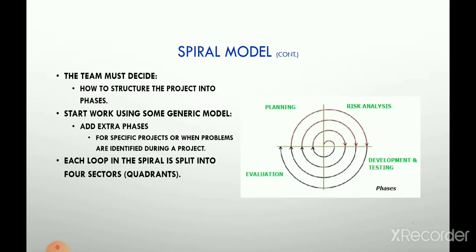The project manager decides how many loops there may be in the project, and the number of loops may be increased during project development if they identify any problem. Each loop of the project is divided into 4 sectors or 4 quadrants, and the sectors are: first, planning; next, risk analysis; third, development and testing; and fourth, evaluation.